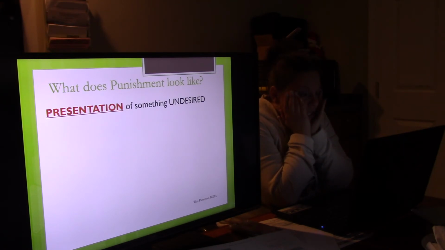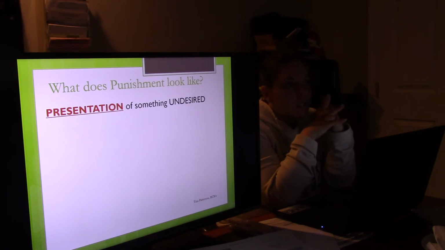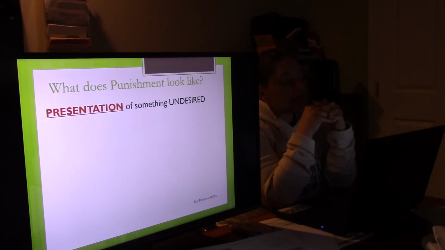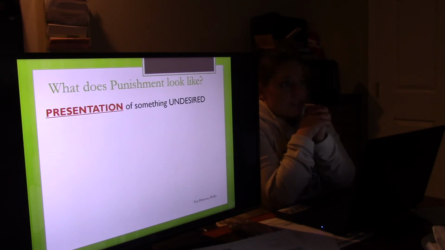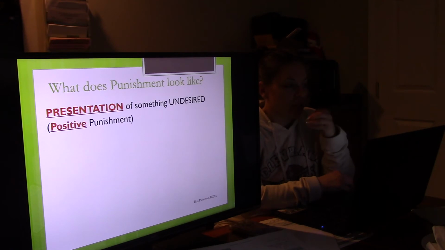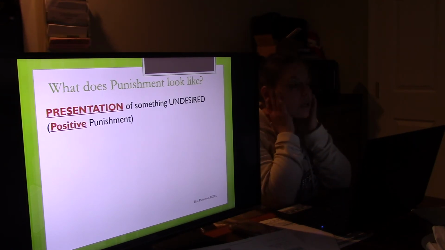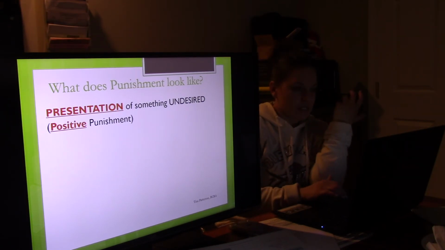Stimming. What does punishment look like? So we're done with the reinforcer part. So the punishment, which is our last resort. We're not going to use punishment here unless we have tried every other reinforcer possibility. Punishment is no bueno. It's a presentation of something undesired. So we're going to give them something that they don't like. So that's positive punishment. That's why you can't think of positive as something good. The punishment is the behavior.